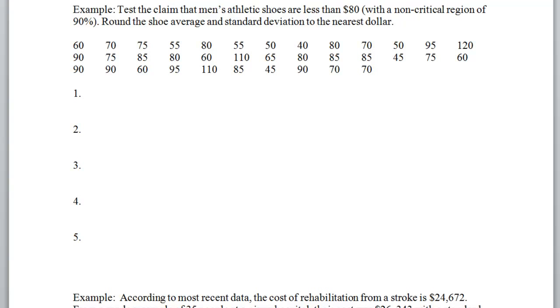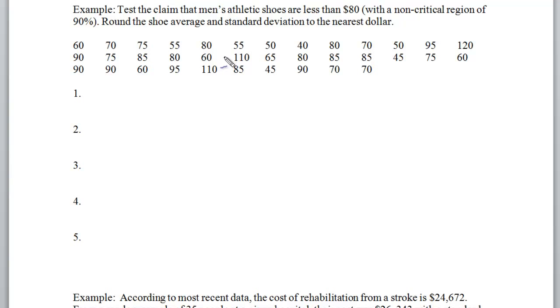Okay, so we're going to test the claim that men's athletic shoes are less than $80 with a non-critical region of 90%. Round the shoe average and standard deviation to the nearest dollar. Now, since I have a string of data here, normally what I would do is follow steps 1 through 5 to do the things in order.